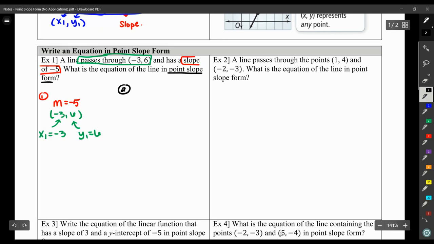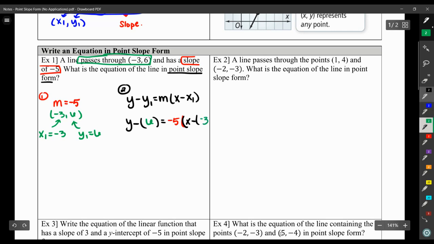Once you have all your information, step 2 is to go substitute the given information into the point slope form, which is y minus y1 equals m times x minus x1. So let's go plug in our information. So we have y minus, and then y1 is a 6. Equals m, which is a -5, times x minus, and then x1, which is a -3.